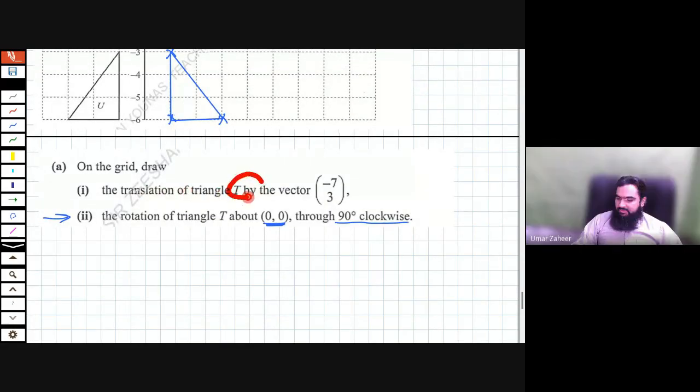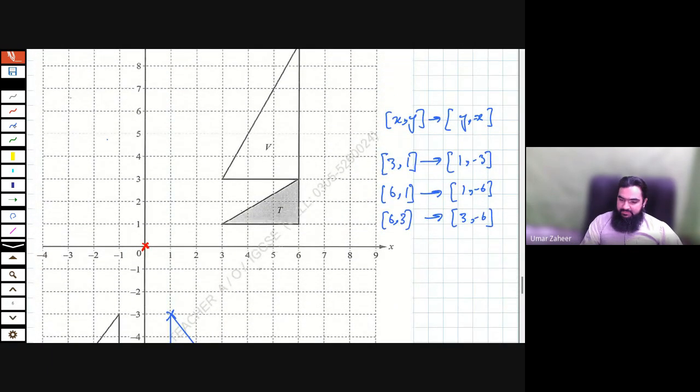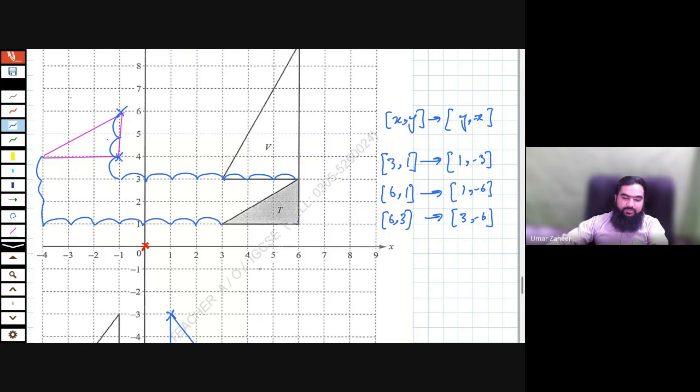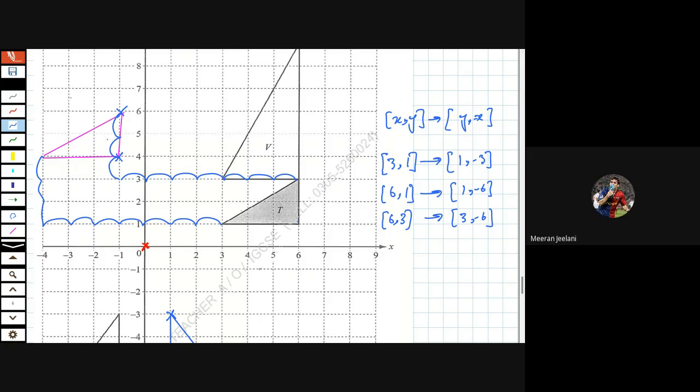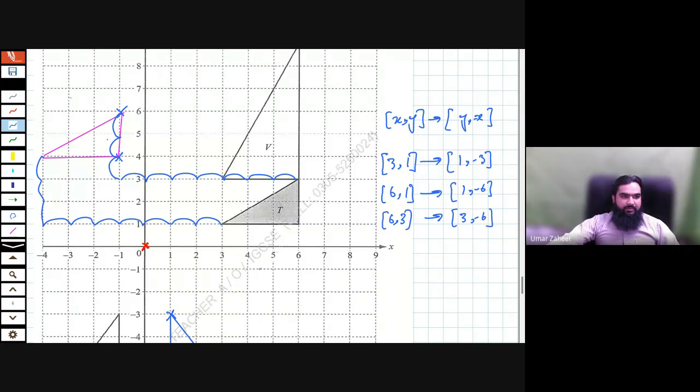Given here, translate the position of a triangle T by the vector (-3, -7)... minus 7 means 1, 2, 3, 4, 5, 6, 7. Minus 7, and 1, 2, 3. This point is going to be here. In the same way, 1, 2, 3, 4, 5, 6, 7 and 1, 2, 3, this point will become here. So you will get a triangle. Any question up to here? Next class, we are going to do the reverse question.